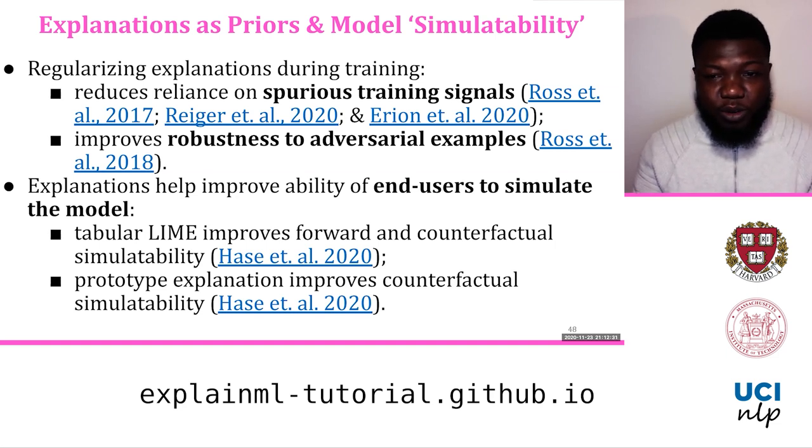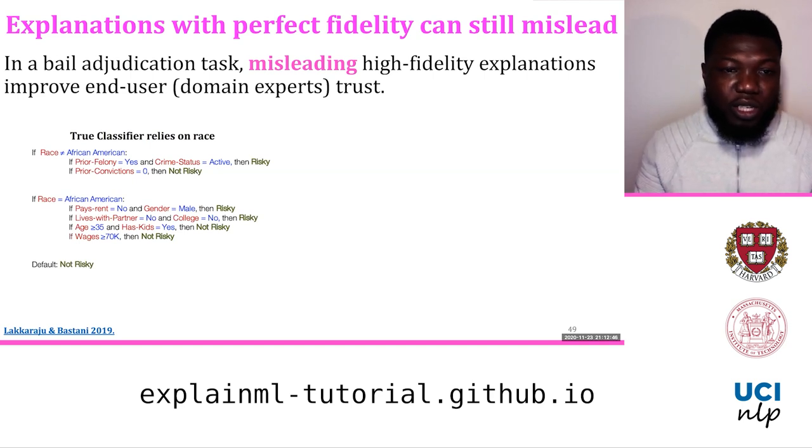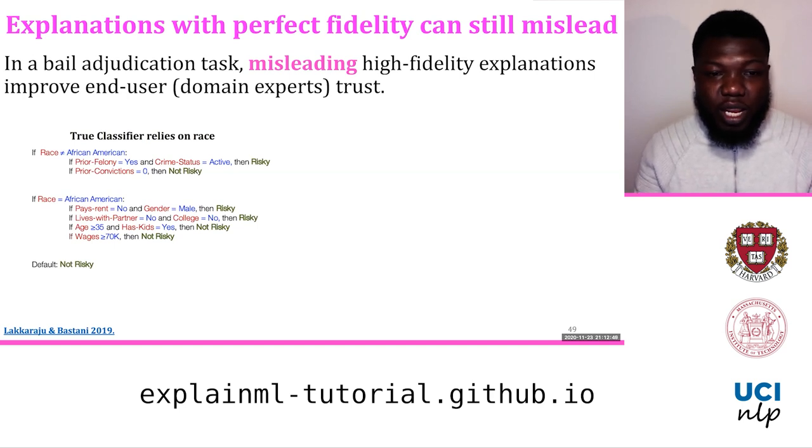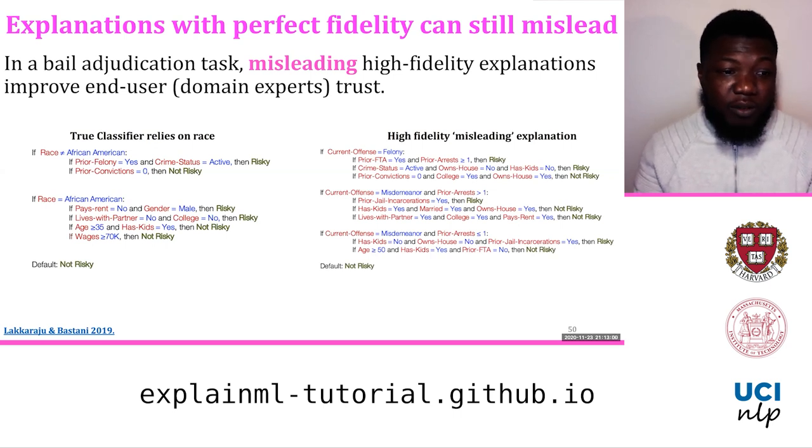So what we've talked about so far are ways in which explanations have been shown to be useful. Now we can also look at other recent papers that have shown that explanations might not be as useful in practice as one would expect. Consider the case of a bail adjudication task. Here you can train a rule-based method that explicitly relies on race to determine bail adjudication. Now you can derive a high fidelity explanation, also rule-based, from this classifier that doesn't show explicit dependence on race. A user study was conducted comparing these explanations, and law school students were found to trust the high fidelity but misleading explanation, sometimes by a factor of 9, which indicates that even high fidelity explanations can be misleading in practice.